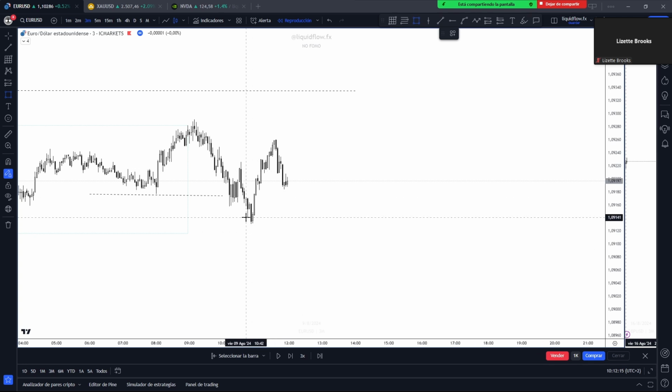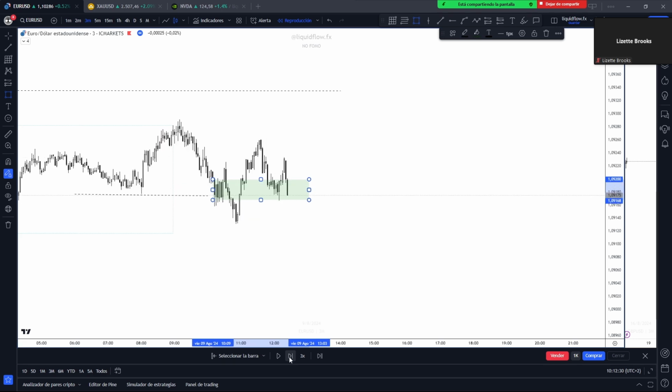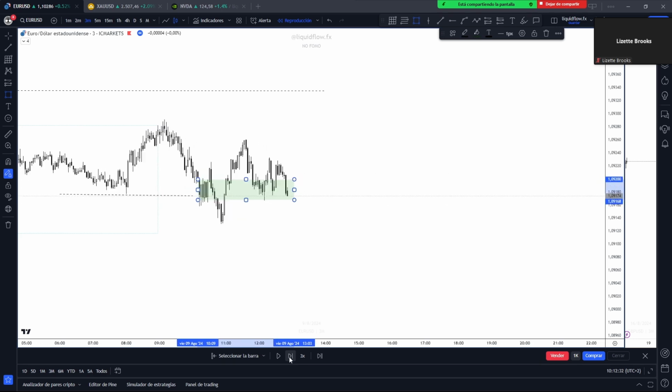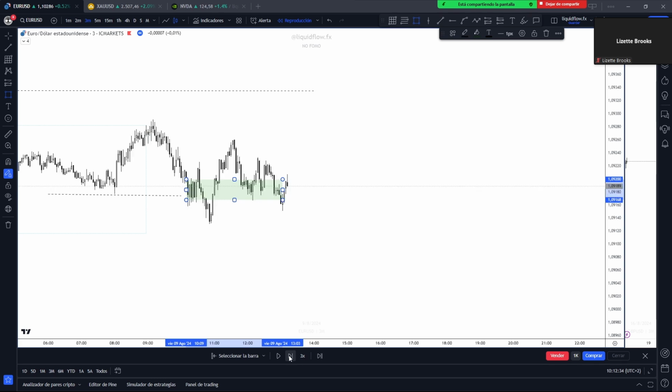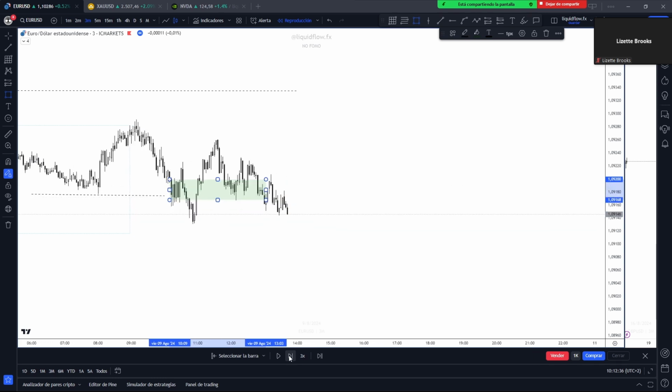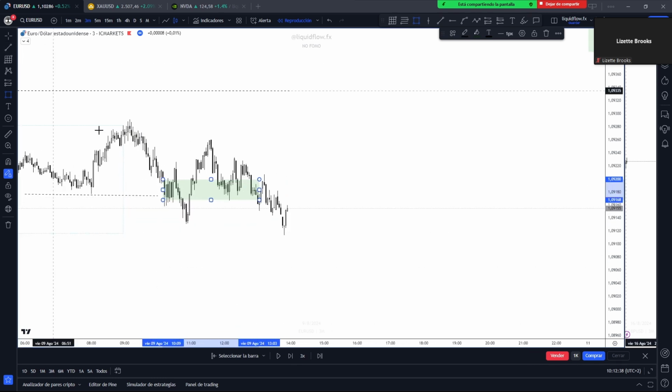We have short term, short term, short term fair value gaps, and this comes in an intermediate term. So we have this breaker, and it comes and taps. Okay, this even is normal.